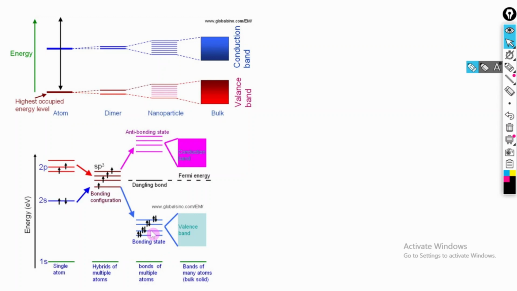This bonding state will have less energy as compared to the electrons present in these states. So here the energy was less and this was more. The energy of the electron present here is more. The same case is present here, and the difference in energy of these two bands is called the band gap.